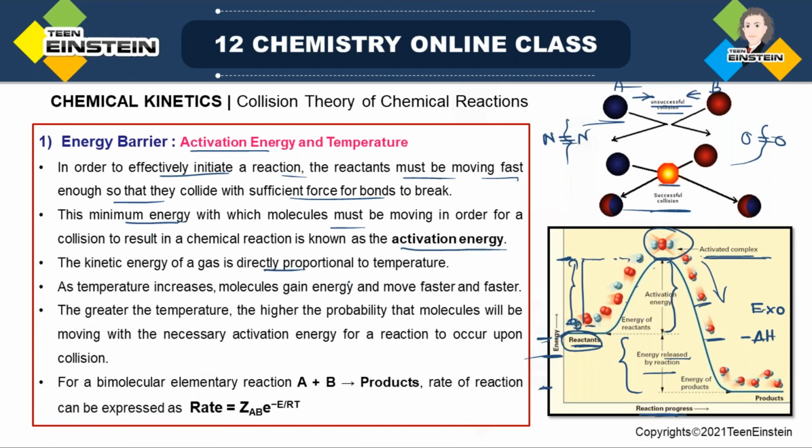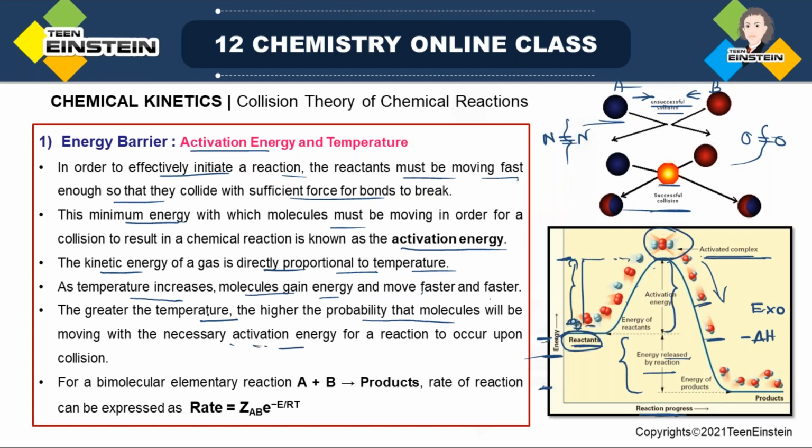Kinetic energy of a gas, we know that it is proportional to temperature. That is actually related to another chapter, gaseous molecules, where their kinetic theory is discussed. So kinetic energy is directly dependent on temperature. If you increase temperature, kinetic energy will also increase. So when we are increasing temperature, molecules will have enough energy and they will move faster and faster. Okay, the higher the temperature, the faster the movement. So the greater the temperature, the higher the probability that the molecules will be moving with the necessary activation energy.